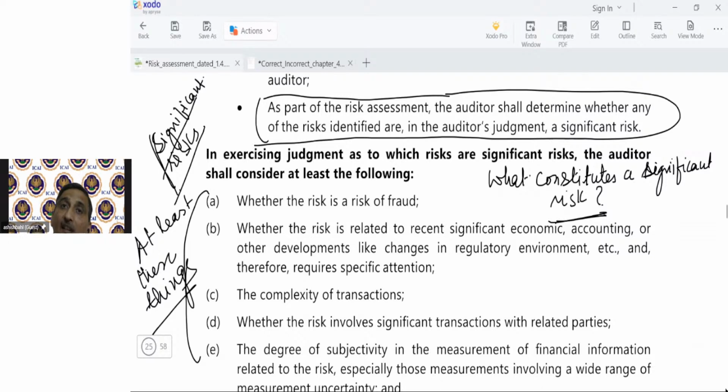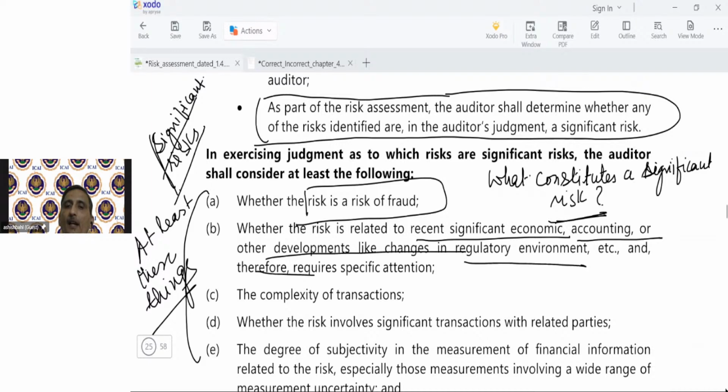Now which risks I shall consider as significant or important from the point of view of the auditor? When the risk is a risk of fraud. Say if I identify that in this situation, there is a risk of fraud. Whether it would happen or not, it is a different thing. It is altogether different. Is there a risk or not? When there is a risk of fraud, then it means it is a significant risk. Okay. When the risk is related to significant economic, accounting or other developments or changes in regulatory environment.